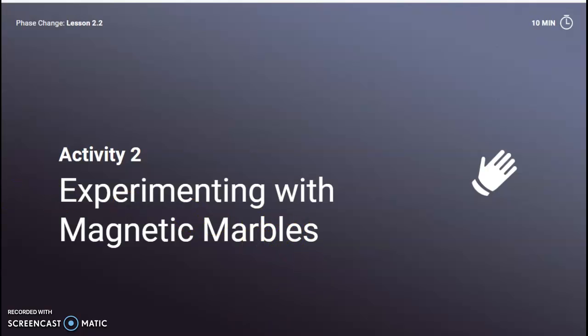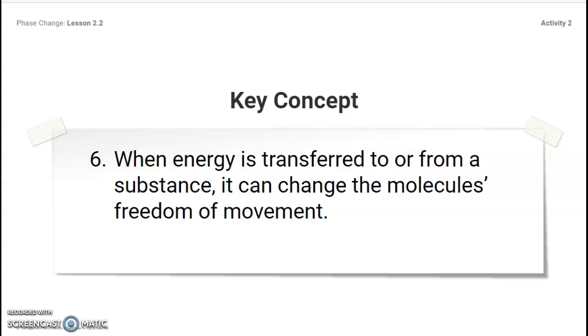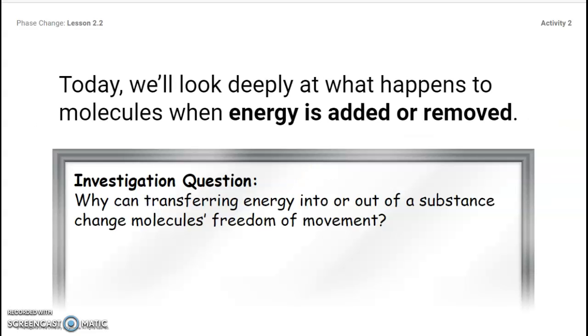Okay, so I'm going to jump into activity 2, experimenting with magnetic marbles. First of all, our key concept is when energy is transferred to or from a substance, it can change the molecules' freedom of movement. When that happens, we know that molecules have either added energy to themselves or removed energy. So it goes somewhere, but it either comes in or goes out.